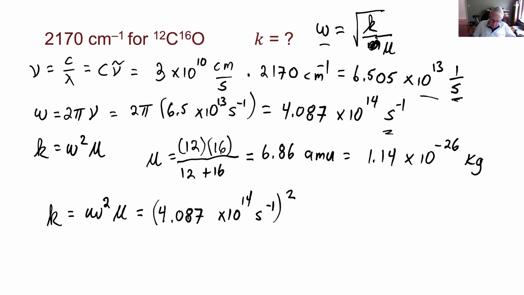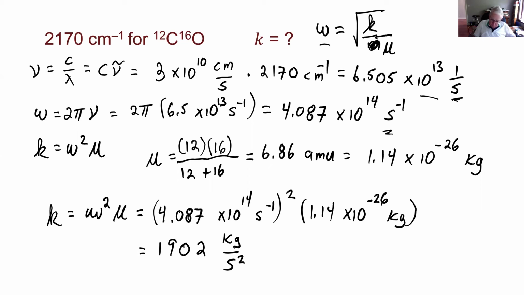And then now my mass is 1.14 times 10 to the -26. That's in kilograms. That gives me 1902. My units directly come out as kilograms per second squared, which happens to be the same as newtons per meter. Again, you can convince yourself of that if you expand the units in the Newton there, and you can cancel the meters and get to what we have showing there, okay?